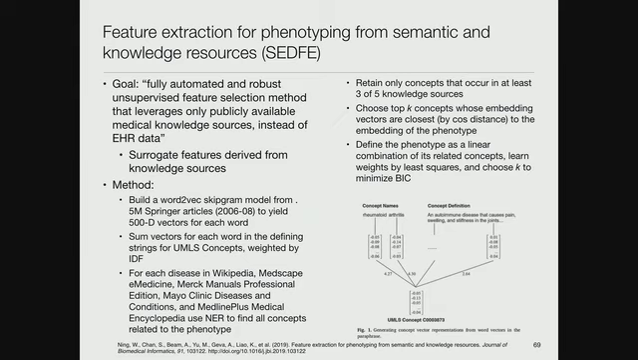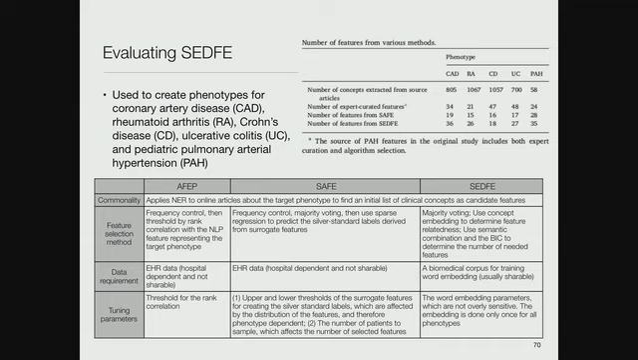So again, this is a bit similar to what we saw before, but here, instead of extracting the data from electronic medical records, they're extracting it from published literature and these web sources. And again, what you see is the expert curated features for these 5 phenotypes, which are coronary artery disease, rheumatoid arthritis, Crohn's disease, ulcerative colitis, and pediatric pulmonary arterial hypertension.